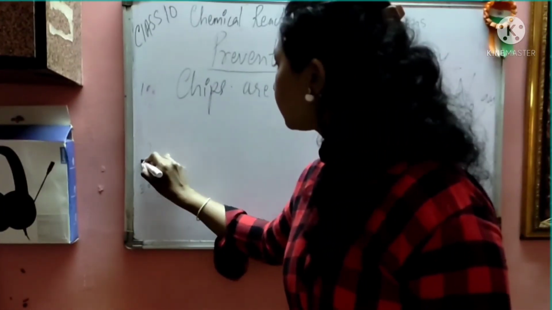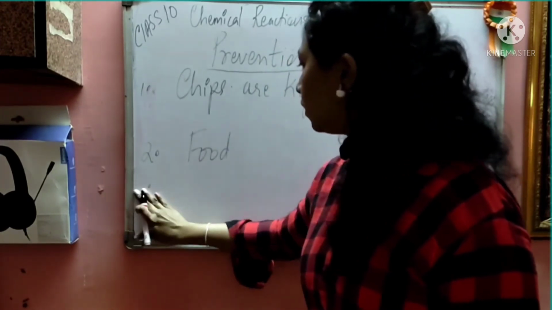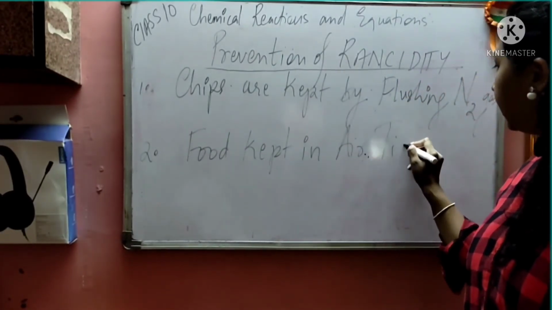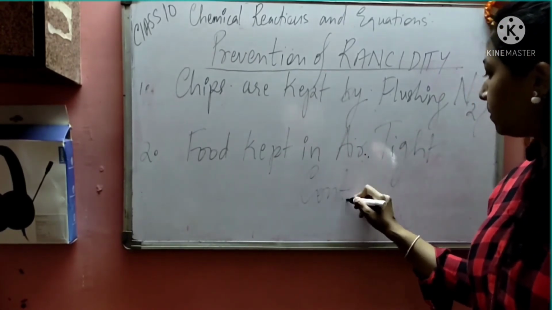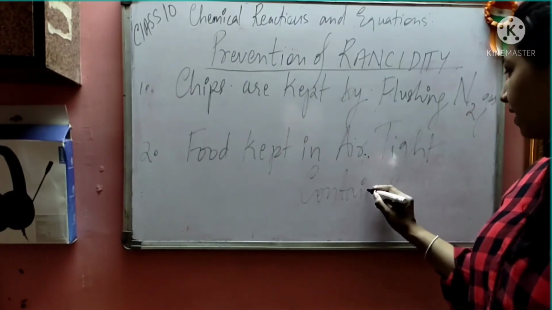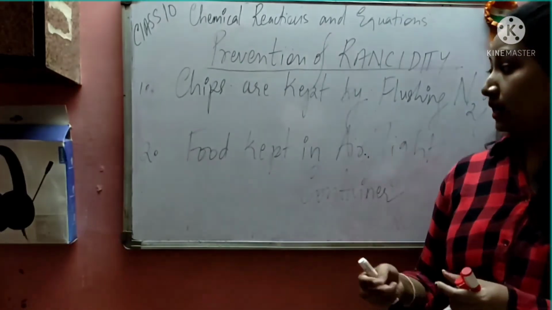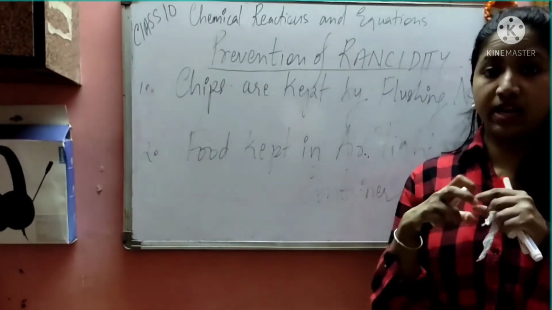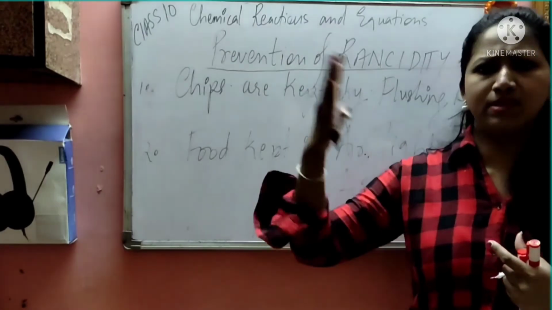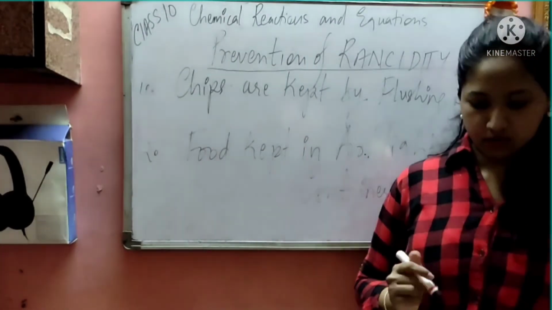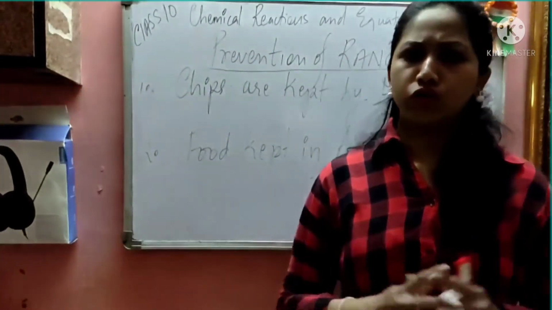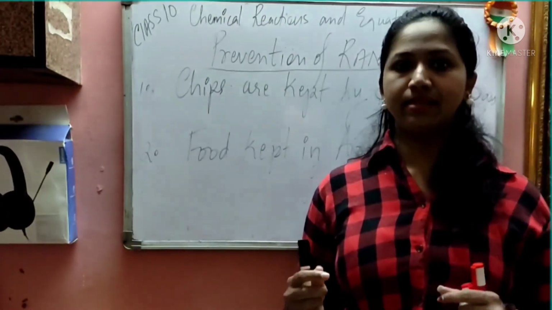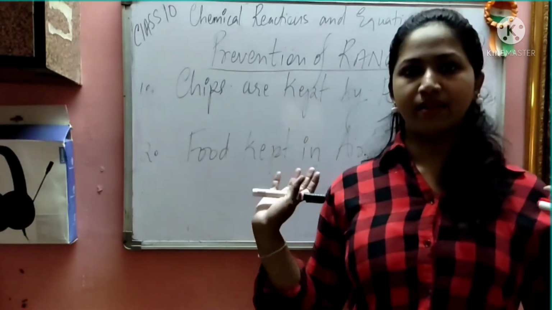Second thing, food is kept in an airtight container. How you can prevent food from getting spoiled or rancid is by flushing nitrogen gas into the chips packet, and second, by keeping the food in an airtight container so that the food won't come in contact with air. Understood? So what we have seen today is corrosion of metal and rancidity of food. Both are what? It's a spoilage. But in chemistry terms, it is called corrosion of metal and rancidity of food.